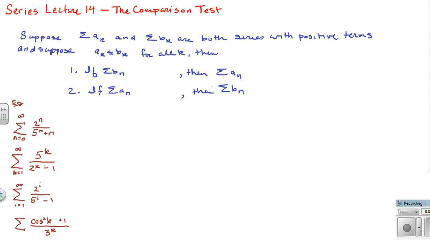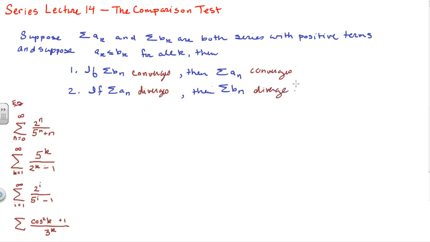So if the bigger series converges, that means the smaller series can't go off to infinity. It must converge as well. And what's the other direction? If we know the smaller series diverges, then the bigger series has to keep getting bigger and bigger. It has to diverge as well. So the comparison test is: if you've got a series and you know it's smaller than a series that converges, then that series is going to converge. If you've got a series and you know it's bigger than a series that diverges, that series is going to diverge. So let's look at some examples.